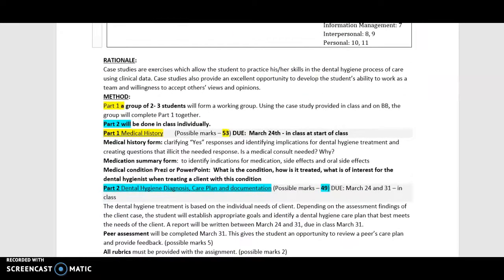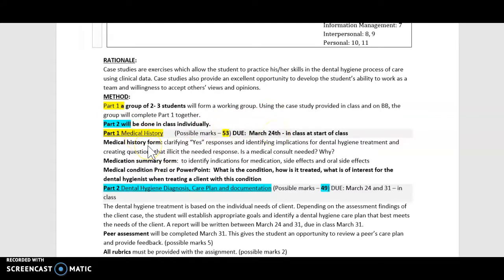So there's part 1, which you've already gotten your groups. If for some reason you haven't gotten a group, you need to tell me ASAP, otherwise just work alone. And using the case study I provided in class, so you would have been assigned that. Part 2 is going to be done on your own in class, as I mentioned. So we'll go through part 1. So part 1 is due March 24th.